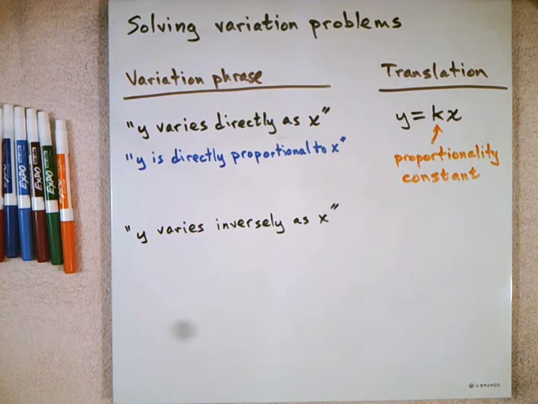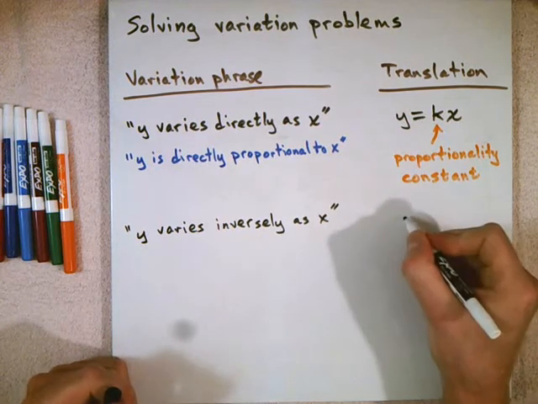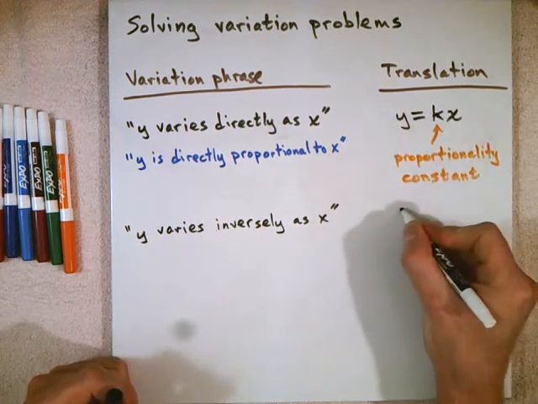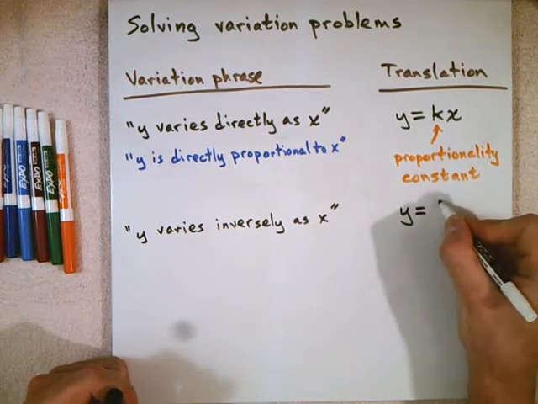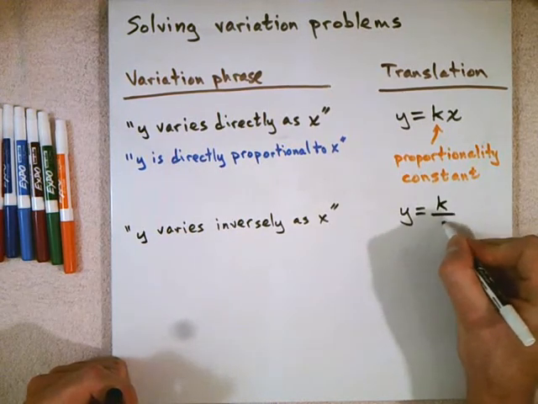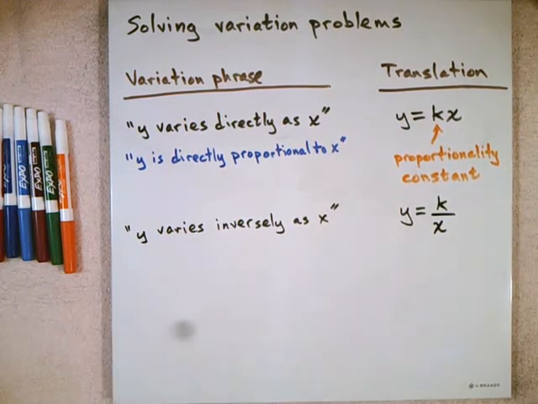Now, how do you capture that mathematically with an equation? Well, you're still going to have the proportionality constant there. It's just the location of the x. The x is now down below that k. It's in the denominator. And if you think about this for a moment, you'll see how these two variables x and y vary inversely or act in opposite fashion.